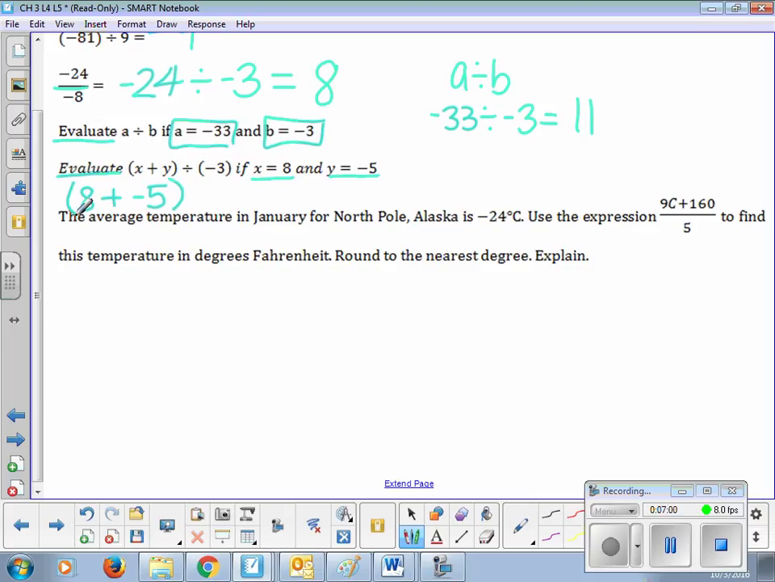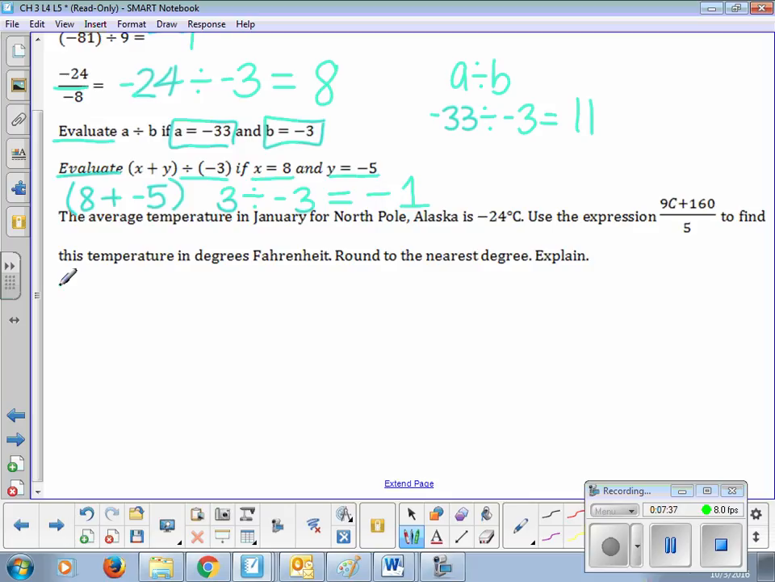If we look at these, think of your rules for adding integers. Do we have the same sign or different signs? Different signs. So different signs we do what? Subtract. What's 8 minus 5? 3. Take the sign of the bigger number, which is positive. So this is going to give us 3. And then we still have to divide by negative 3. Do we have the same signs or different signs? Different. So our answer is going to be negative. And what's 3 divided by 3? 1.